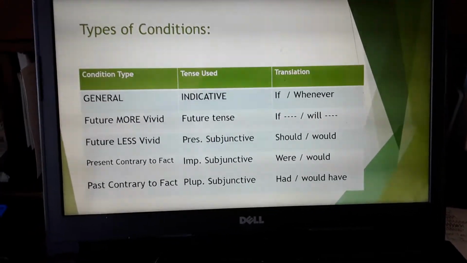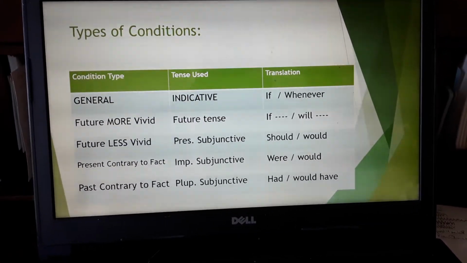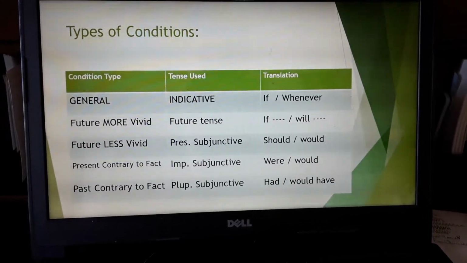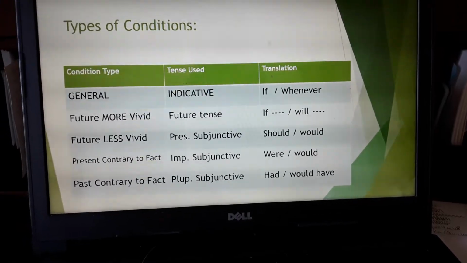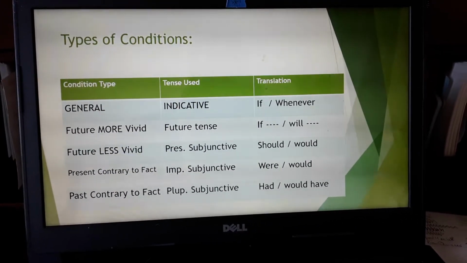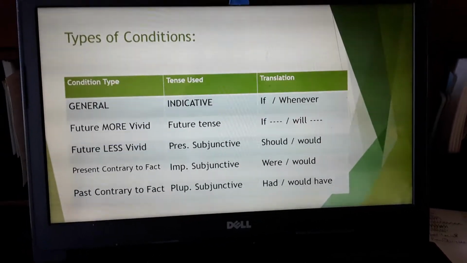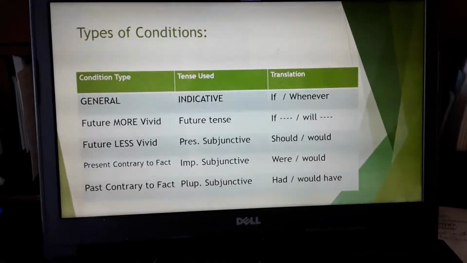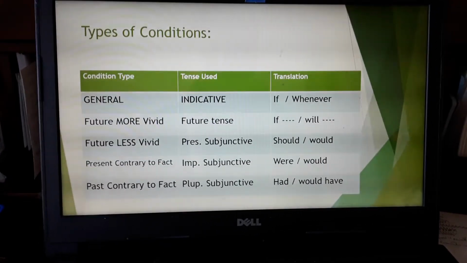The last kind is something called a past contrary to fact, and that uses pluperfect subjunctive. That is purely in the realm of hypothetical, but stuck in the past. So like if something had happened, something else would have happened. So this is a lot of, for example, history documentaries. So like, if the Nazis had won World War II, this would have happened. Or if the British had won the Revolutionary War, this would have happened.